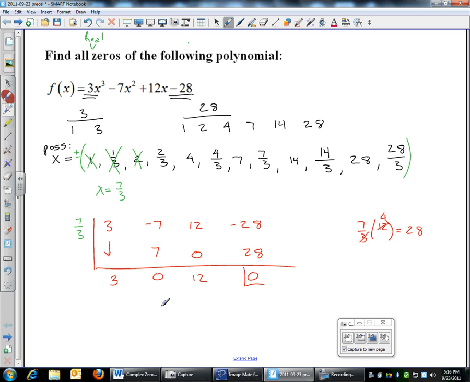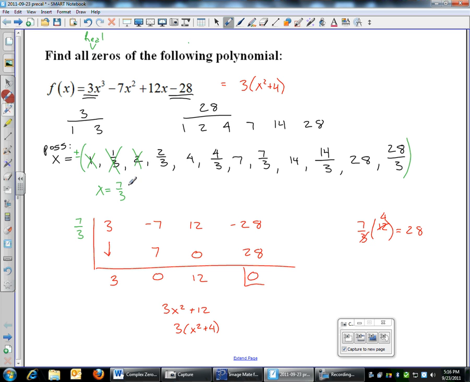And I'm left with 3x squared plus 12. That actually factors to 3 times x squared plus 4. And then that means, since this is one of my roots, this whole polynomial will factor to x minus 7/3 times 3x squared plus 4.